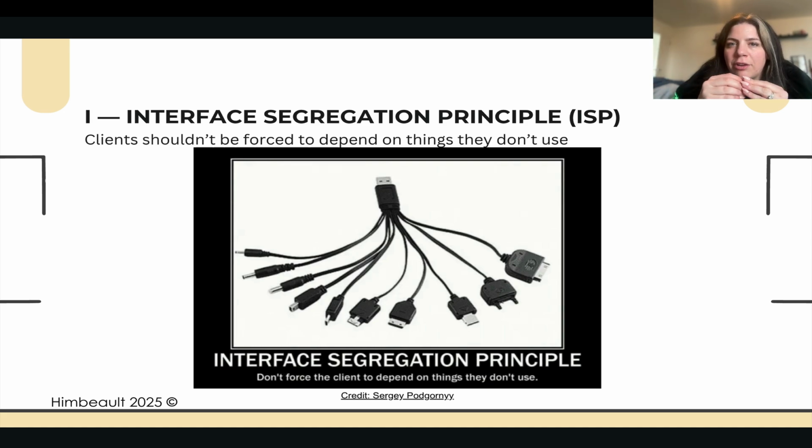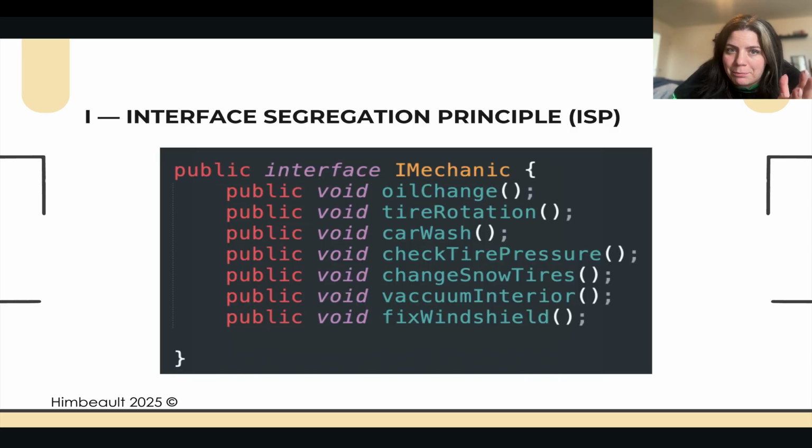So the interface segregation principle is effectively segregate your interfaces. Clients shouldn't be forced to depend on things that they don't use. So if I don't need 8 different ends coming out of my USB, they should not all be here. Don't force the client to depend on things that they don't need and that they don't use. And this is really best exemplified with an example.